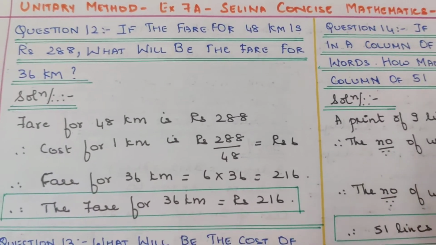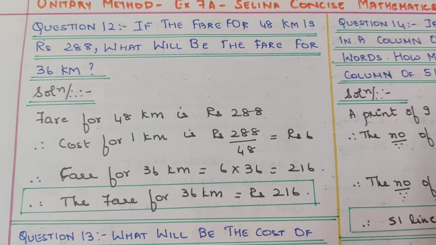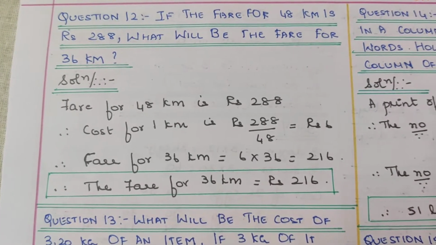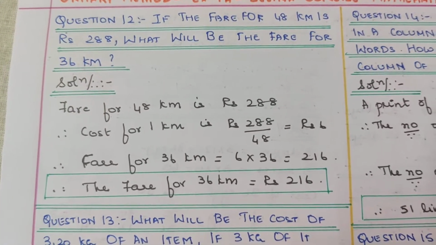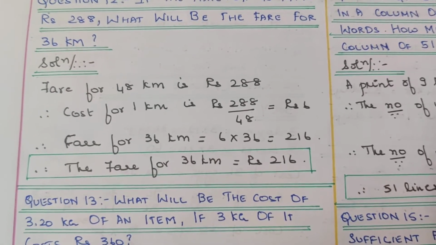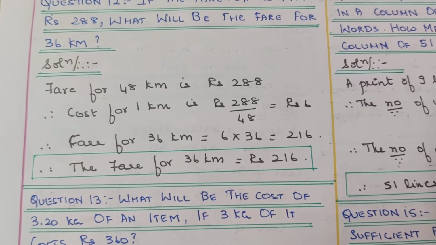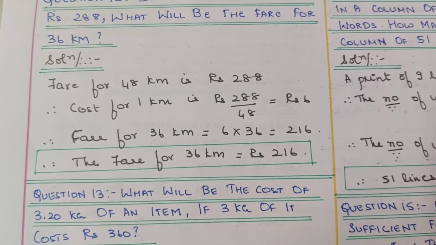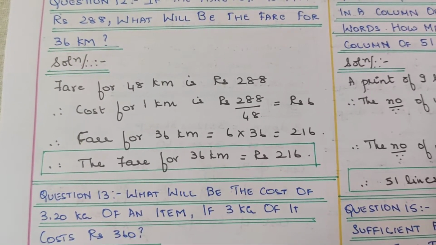Question 12. If the fare of 48 km is rupees 288, what will be the fare of 36 km? Pretty simple. Fare of 48 km is 288. So find the fare of 1 km, that is 288 divided by 48, that gives you rupees 6. So what will be the fare of 36 km? You're going to multiply 6 into 36. So fare for 36 kilometers is equal to 6 into 36, that is equal to 216. Therefore, the fare of 36 km is equal to 216.